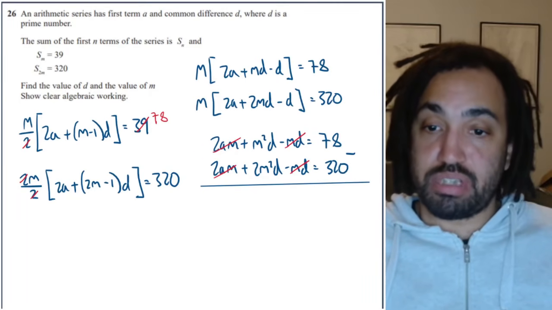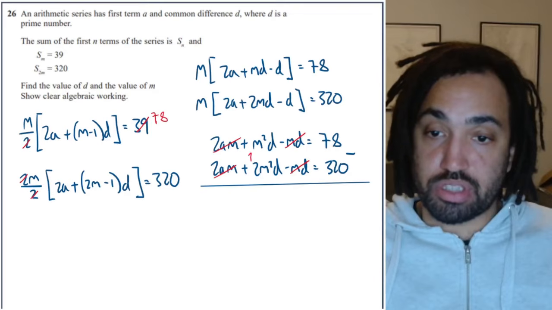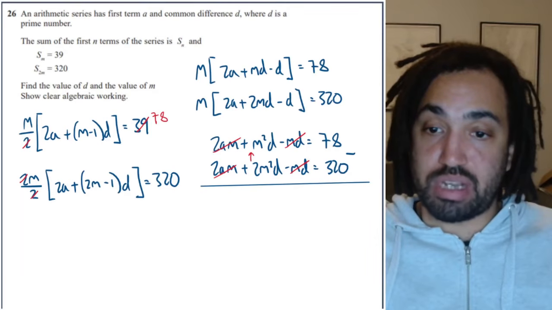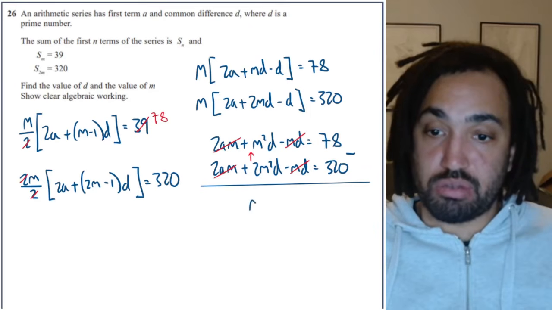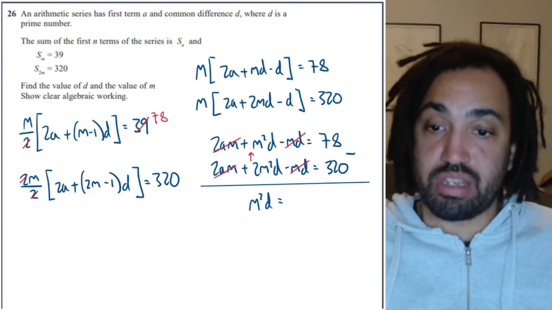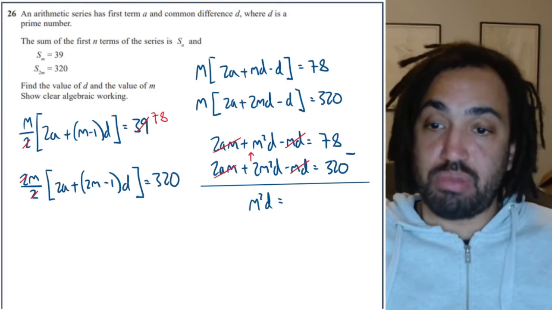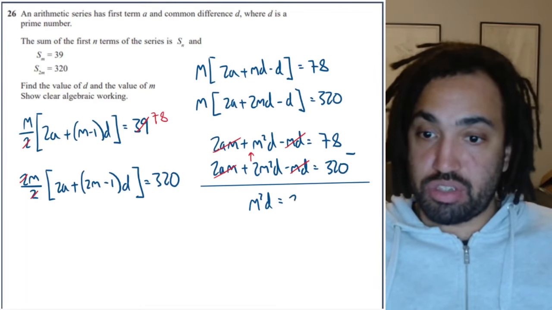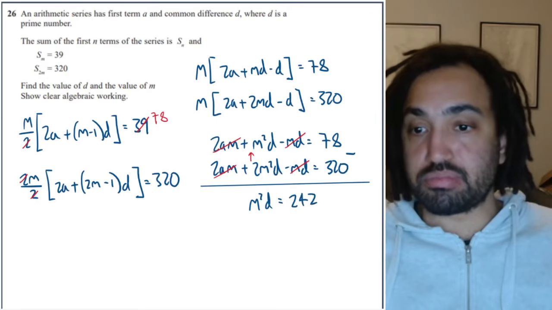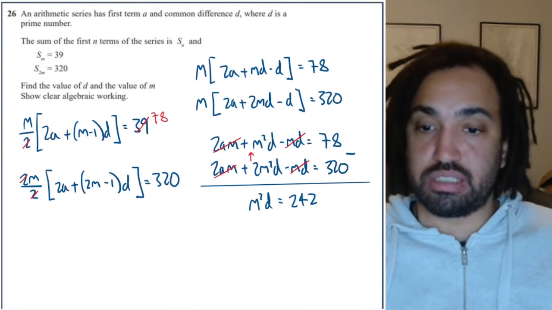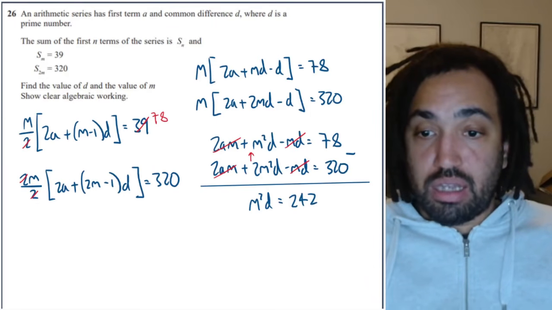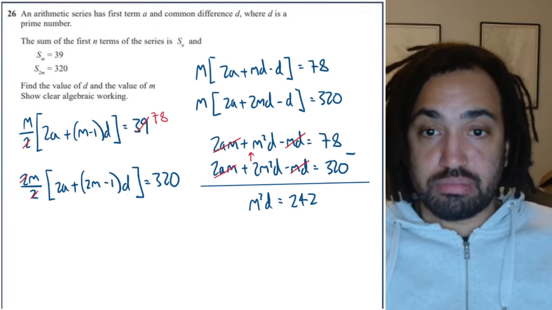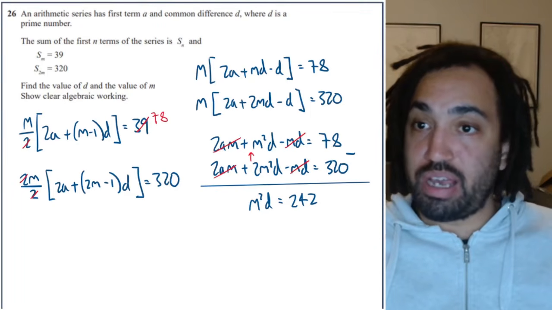And maybe for simplicity, I'm going to subtract upwards, so I'll do 2m squared d minus 1m squared d, which is just 1m squared d. And I'll do 320 minus 78, which is 242. Yes, it is. Nice. Okay, where to go from there?